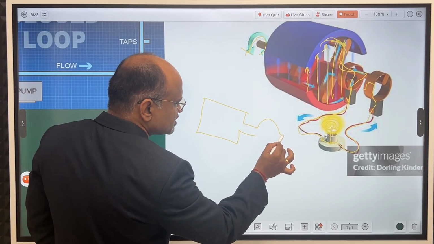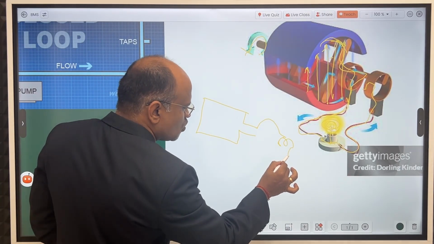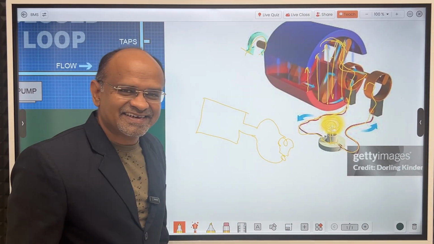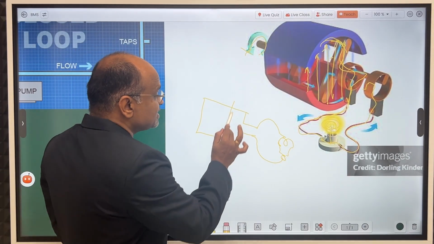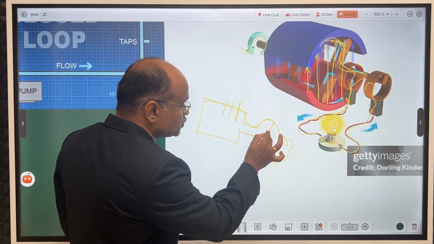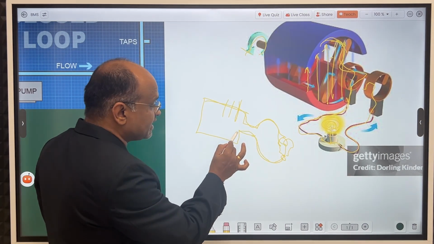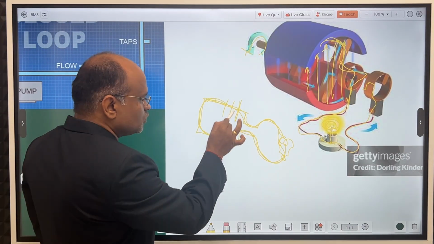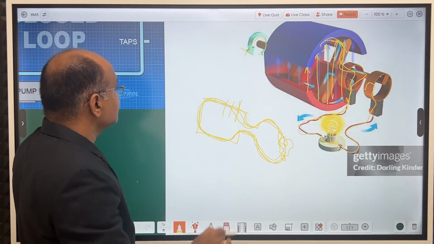Okay, this is one slip ring. Then this is our load. Okay, and from that load it is again connected. Okay, so in this direction it is pushing. Then all these electrons are pushed through this circuit, and again it is coming back. Pushing, again coming back.